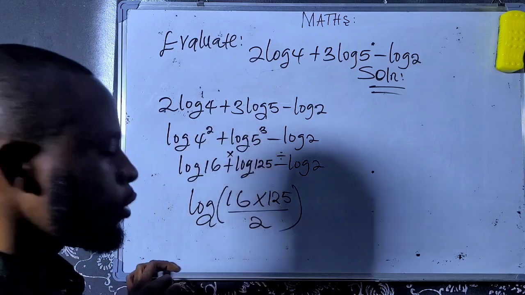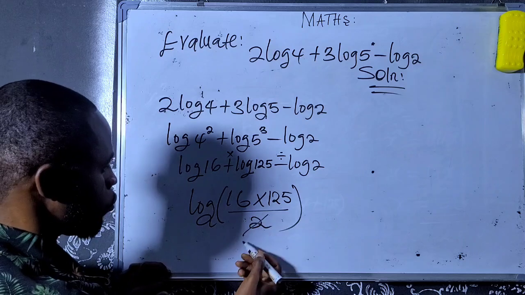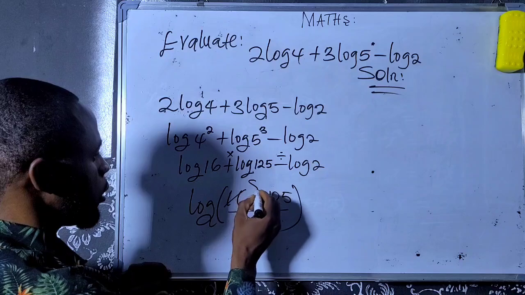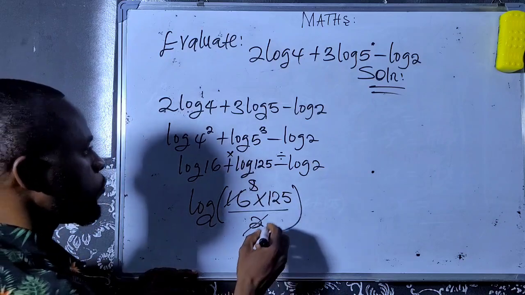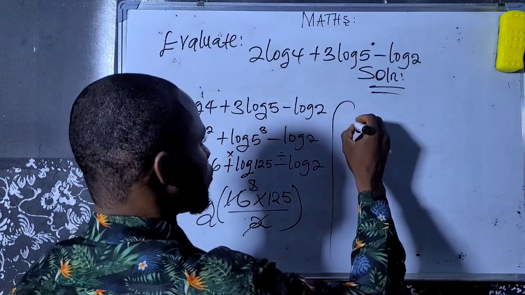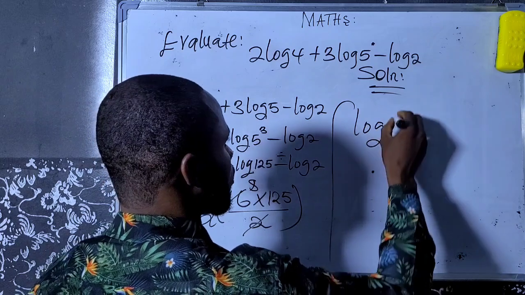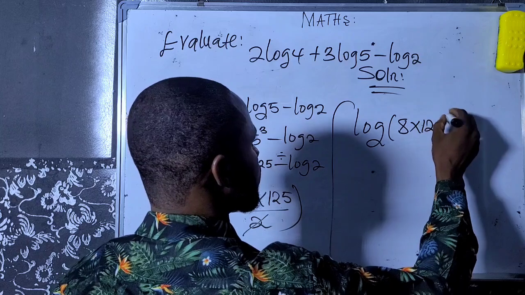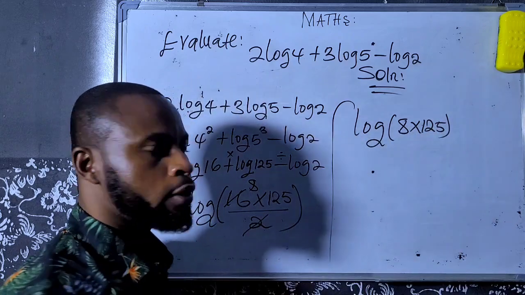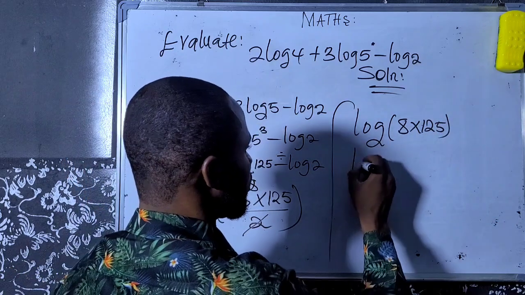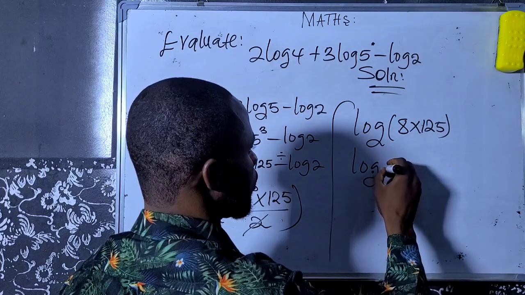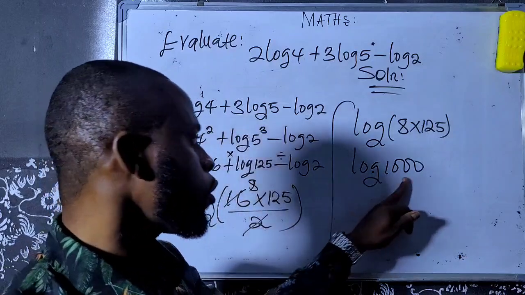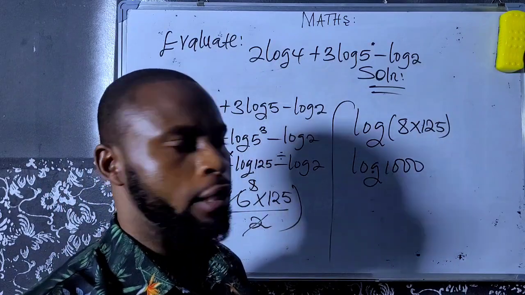Then if we simplify this further here, 2 will cancel itself: 1, and 2 into 16 is 8. Therefore, the expression becomes log of 8 times 125. To multiply this out, we have 1000, then we have log 1000.